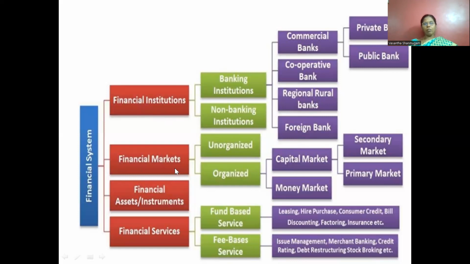Okay, now we'll move on to financial markets. Financial markets are classified into 2 categories. One is the unorganized market, another is the organized market. The organized markets are divided into 2 broad categories, capital market and money market. We all know that the capital market is BSE, NSE, and so on. The capital market is again divided into secondary market and primary market.